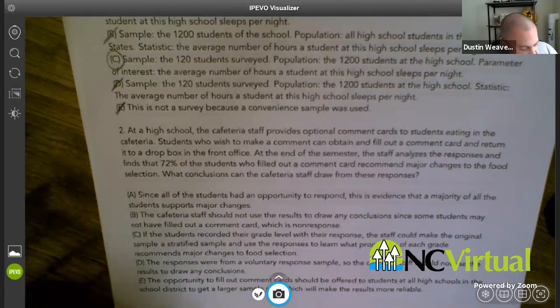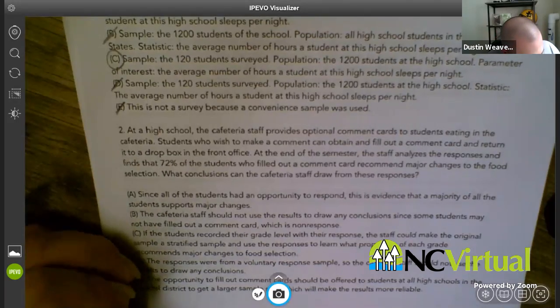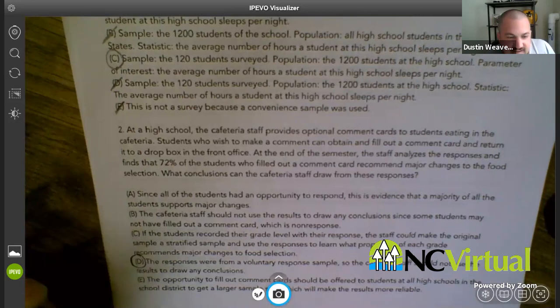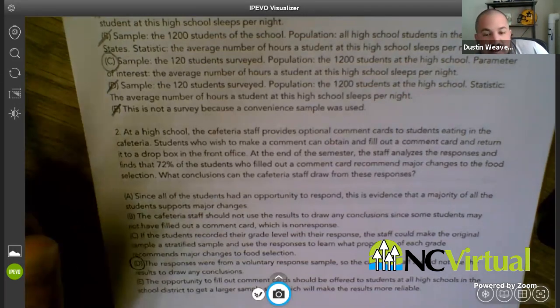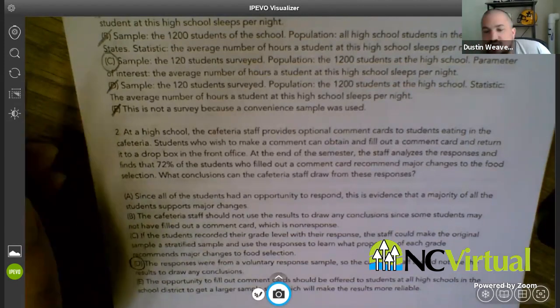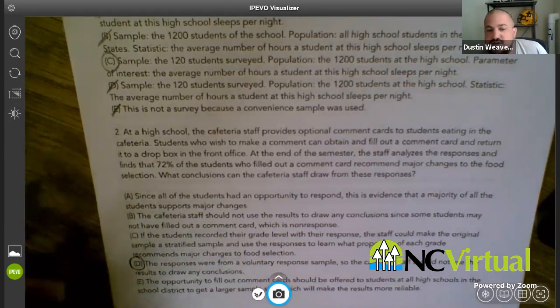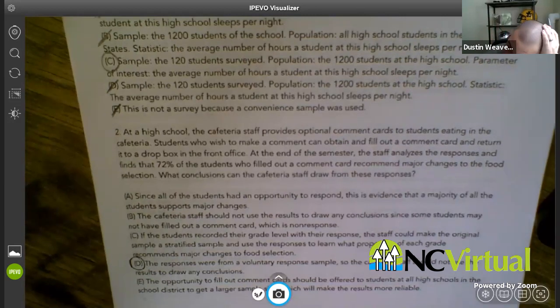Yeah, Gavin says D, and it actually is D. So let's look at why it is D. D says the responses were from a voluntary response sample. Now, that is true. So they voluntarily responded. People didn't have to. They picked up the comment card if they wanted to, and then dropped it at the front office if they wanted to, right? They didn't have to. And at the end of the semester, 72% of the students who filled out a comment card recommended major changes.